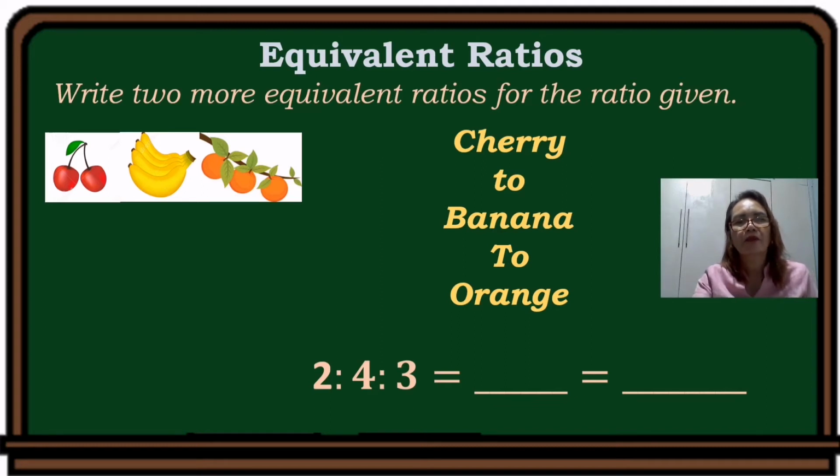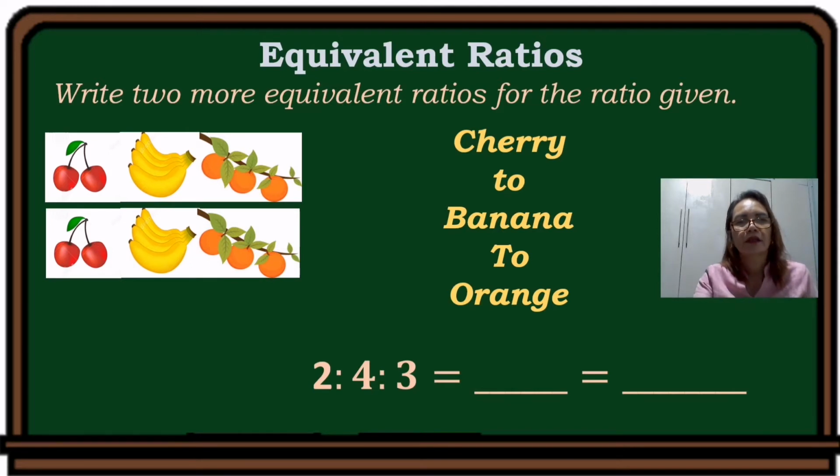And what if I add another picture like that? How many cherries are there in all now? How many bananas? And how many oranges? Okay, so cherries have 4 and bananas have 8 and oranges have 6. So the ratio of cherry to banana to orange is 4:8:6.